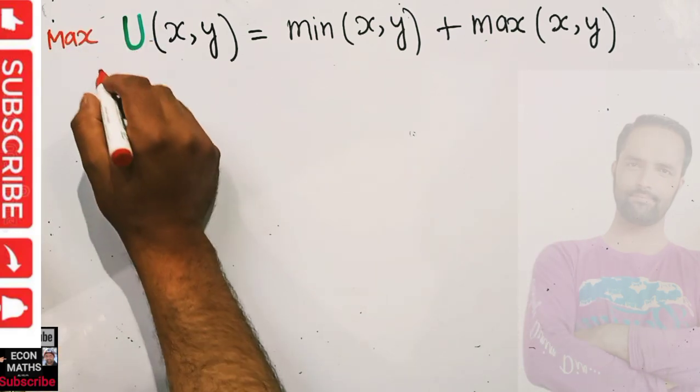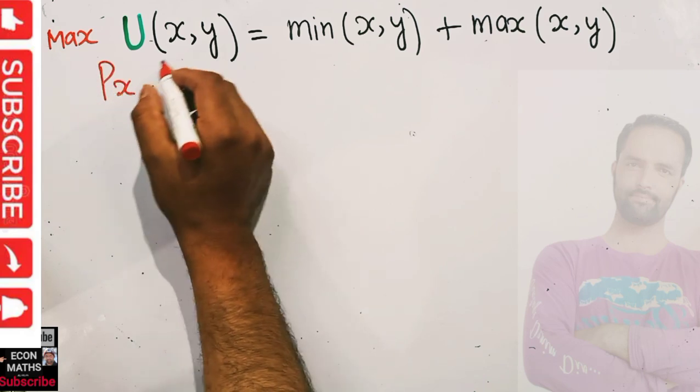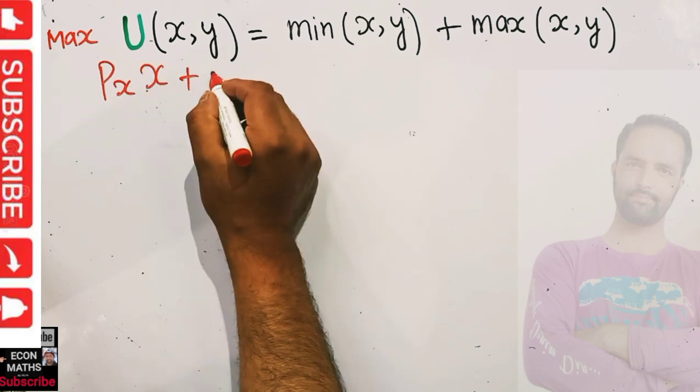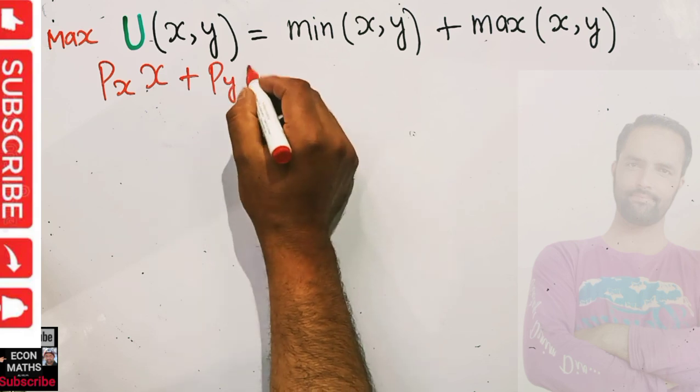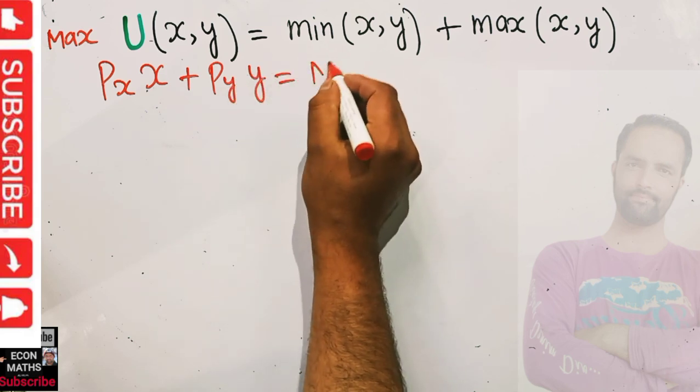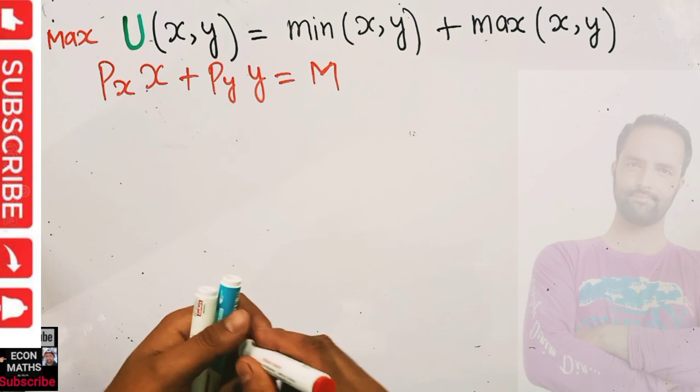Let us say we have the budget constraint, that means price of x into units of x plus price of y into units of y is equal to our total income. So how do we solve this kind of question?